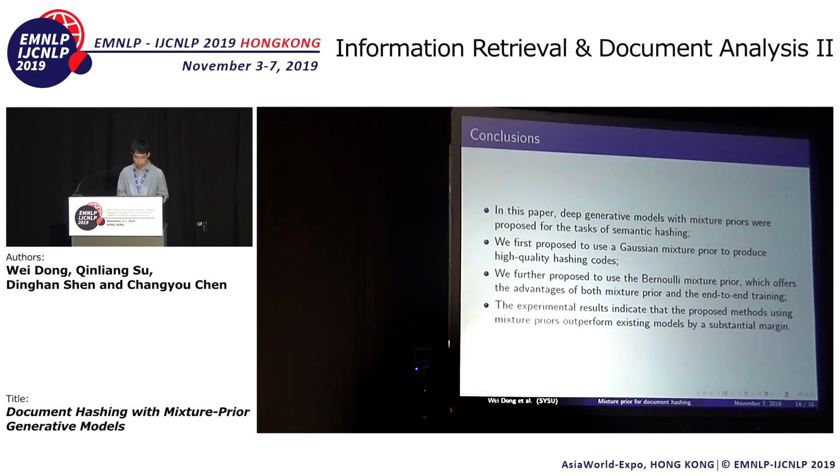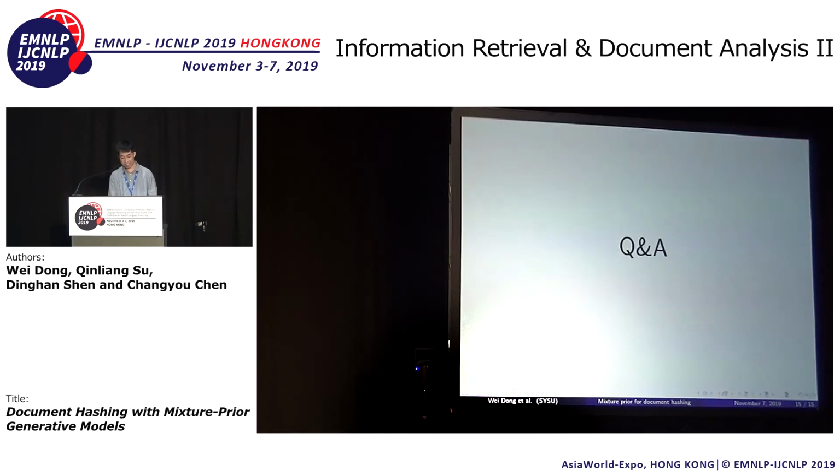In summary, in this paper, deep generative models with mixture prior were proposed for the task of semantic hashing. We first proposed to use a Gaussian mixture prior to produce high-quality hashing codes. To avoid the separate casting step used in GMSH, we further proposed to use Bernoulli mixture, which offers the advantage of both the mixture prior and end-to-end training. The experimental results indicate that the proposed models using mixture prior outperform existing models by a substantial margin. Thanks for your attention, and do you have any questions?